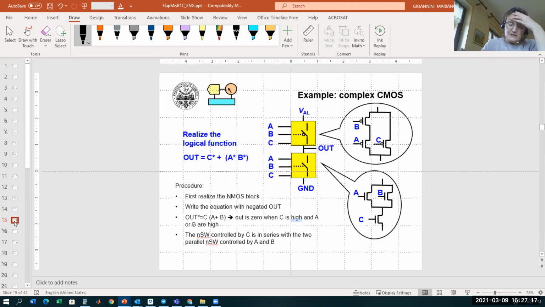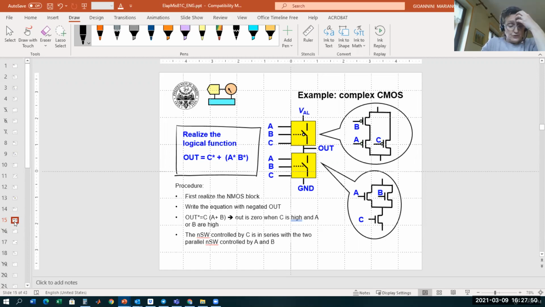We want to realize this logic function. This is a generic combinational logic function we want to realize now. In this case, the combinational logic function we want to realize is this one. The output is C not or A not and B not, as shown here. And the question is, how do we arrange NMOS and PMOS to realize this logic function?